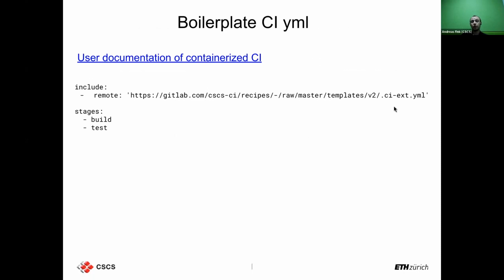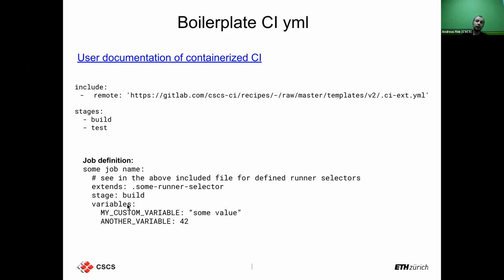So first of all, you include these recipes that I said. This is where we centrally have all the snippets that you can depend on. And then typically you will have stages. I make it super simple, two stages, build and test, just so the next snippets might make sense in the next slides. Then jobs typically look like this in the YAML file.